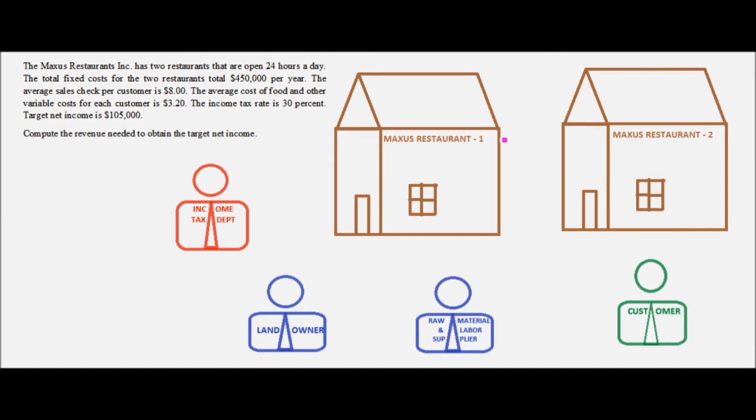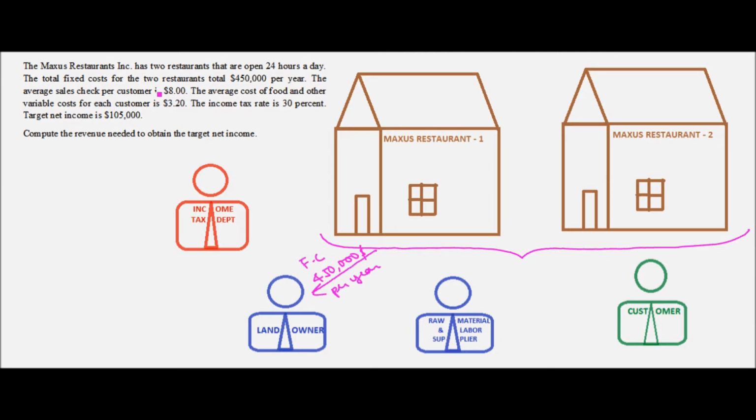The total fixed cost for the two restaurants is $450,000 per year. So this is the landowner. So for both of these together, a fixed cost of $450,000 is being paid to the landowner. And this is the fixed cost.